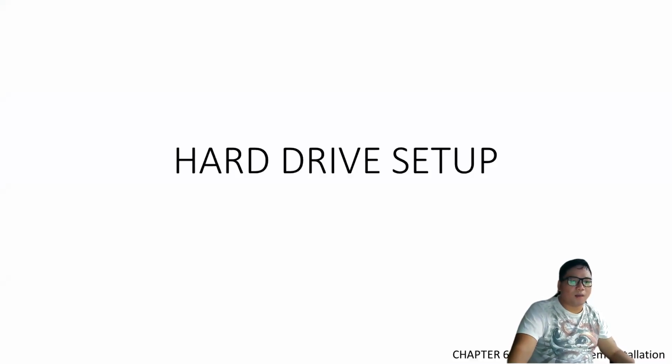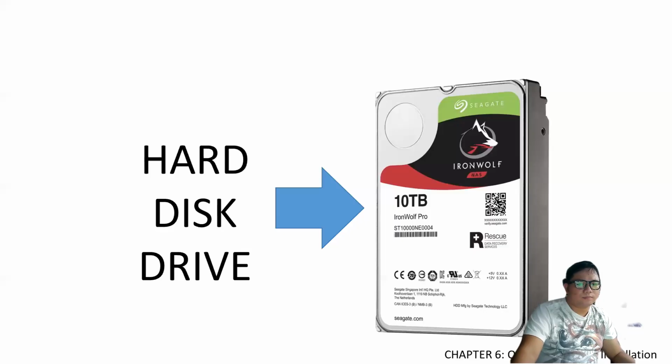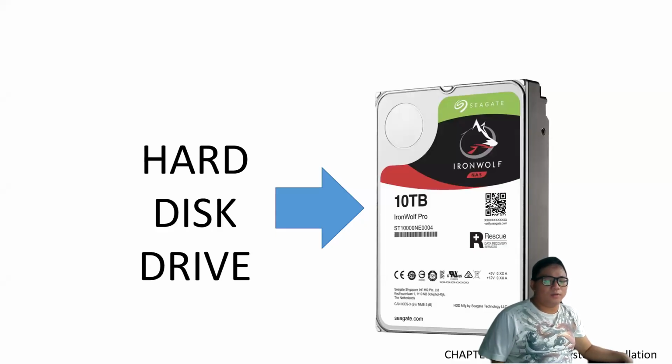First, we have the hard drive setup. As you all know, the hard disk drive, or HDD, is one of the most important components when we are formatting or installing a computer system. As you all know, HDDs or solid state drives are the components needed when we are doing installation of the operating system.